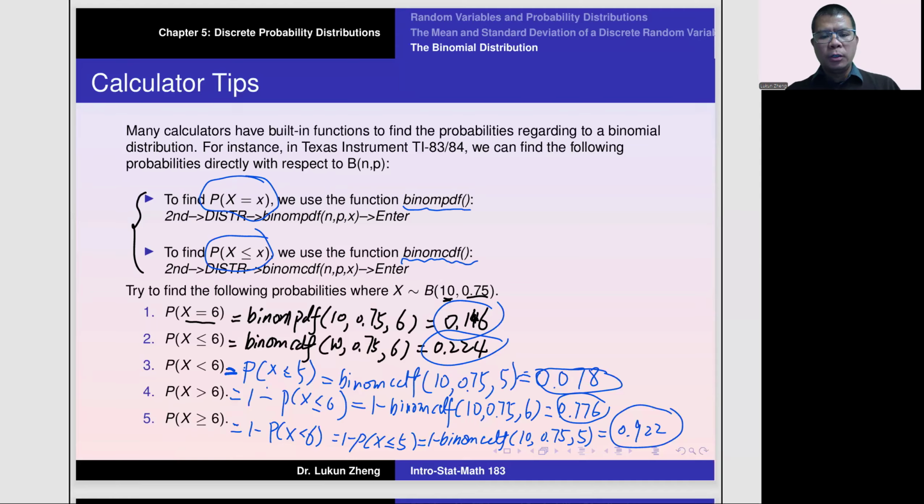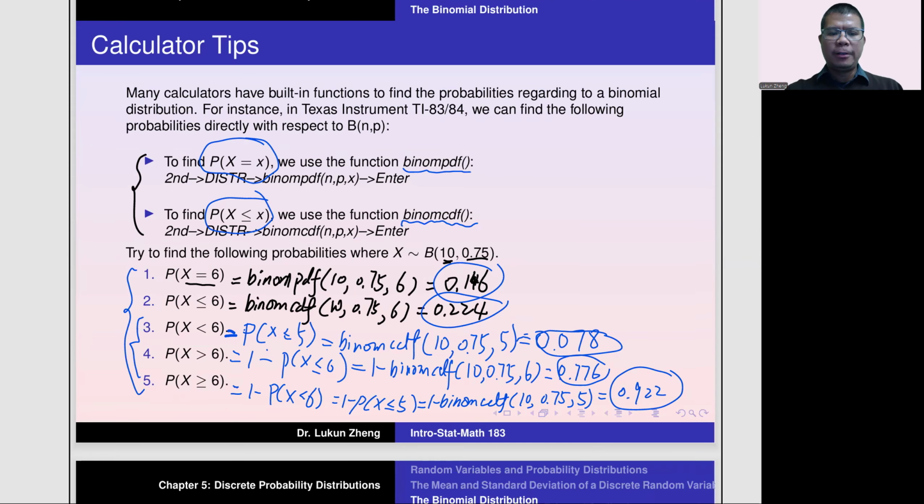Okay, so we demonstrate this using the following example, right? Here n is 10, p is 0.75, and we figured out all these probabilities, right? So you need to be careful, especially for 3, 4, 5. They cannot be directly found, but you can transform them into an expression for which you can use a calculator. Okay, very good.